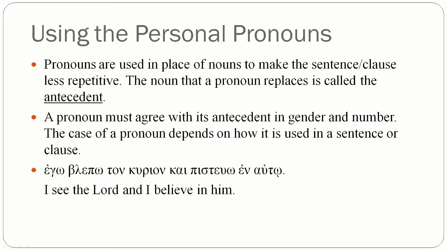Ego blepo ton kurion kai pistuo en auto. The translation of this: ego blepo, I see, ton kurion, the Lord, kai is and, pistuo, I believe, and then en auto, in him. Auto is the personal pronoun that we just learned. It is the third person personal pronoun.